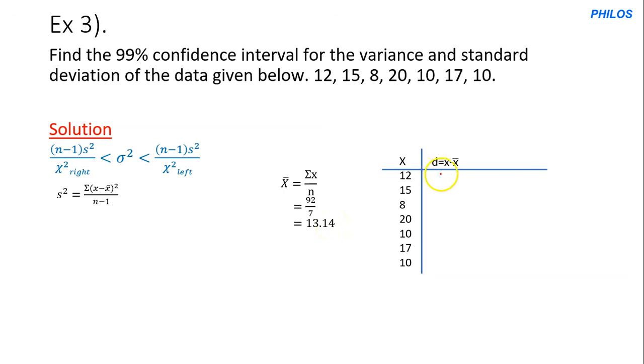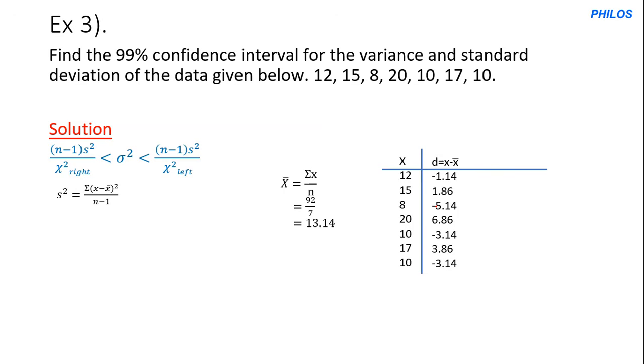To get a deviation, for the first one we take 12 minus 13.14, and that will give us negative 1.14. You do that for the second one, you get 1.86. So 8 minus 13.14 is negative 5.14. You do that to the last one.